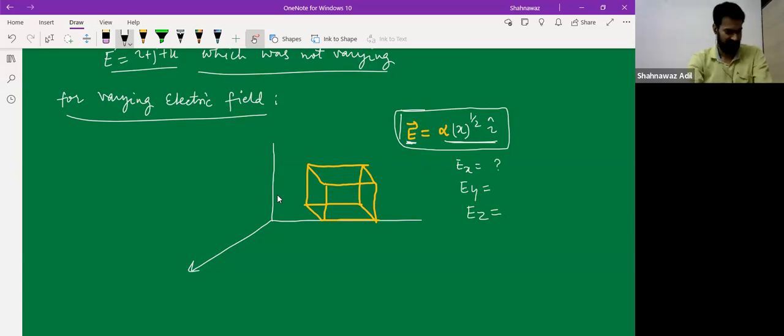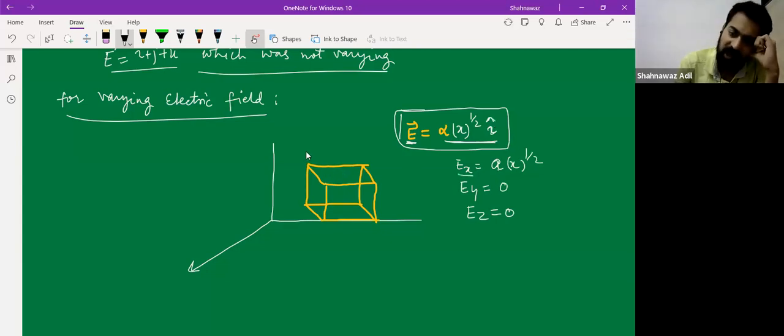So can you tell me? So this is in the I hat direction, right? So you only have Ex, which is alpha x to the power half, right? Ey is 0, Ez is 0, right? Because you only have electric field in the I direction, so only in the X direction. Understood? Yes.